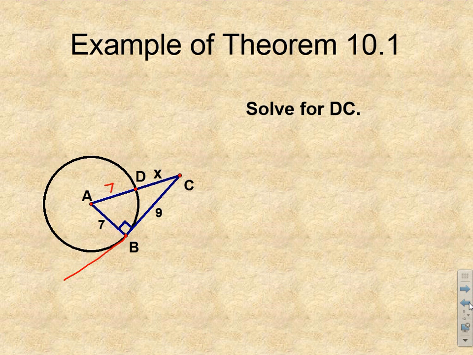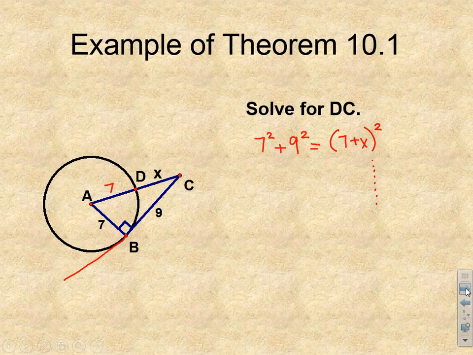So I notice I have a right triangle, so I can simply take 7 squared plus 9 squared, set it equal to, parentheses are very important here, 7 plus x and square it. So pause this, solve this, and then we'll talk about the answer tomorrow in class.